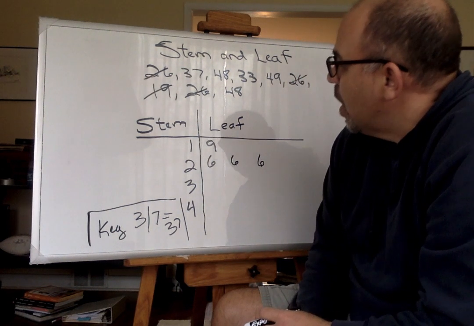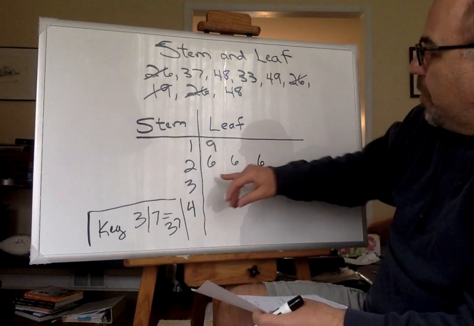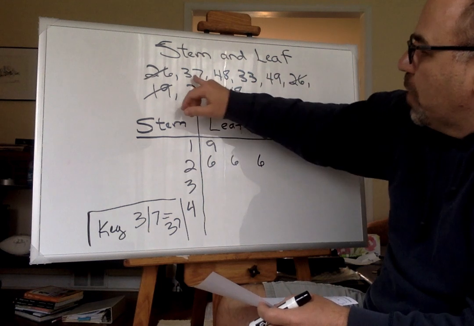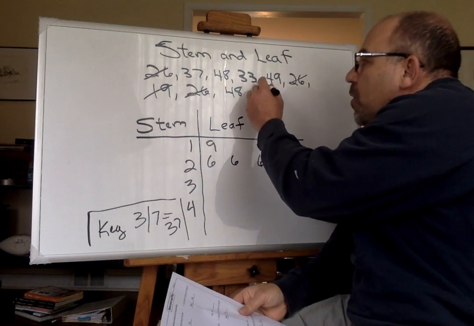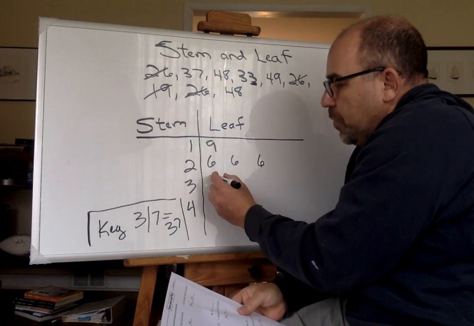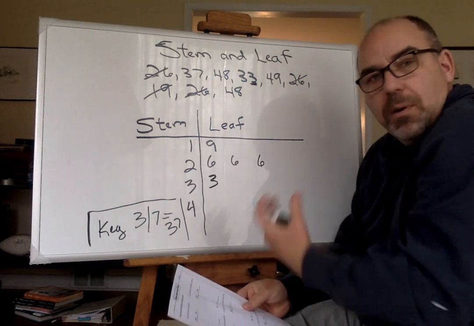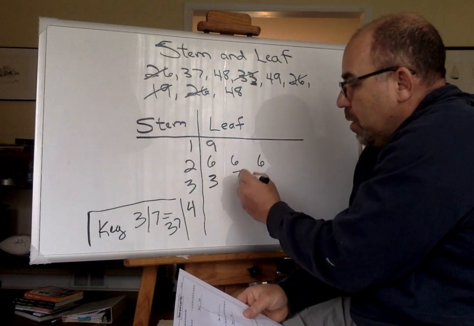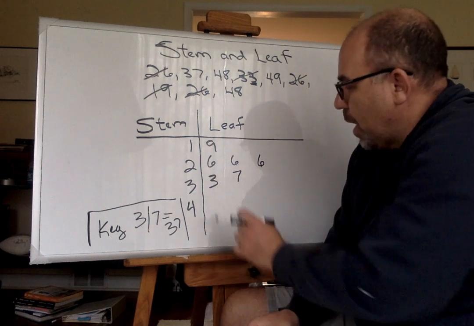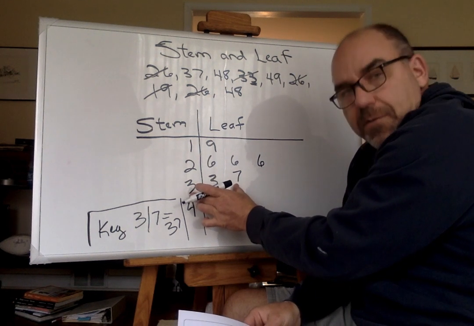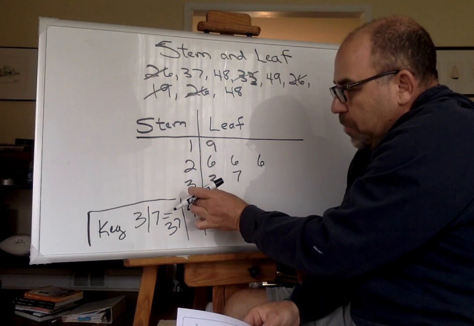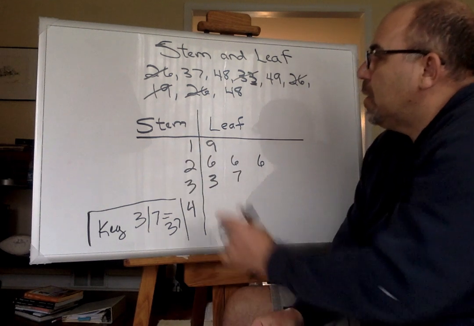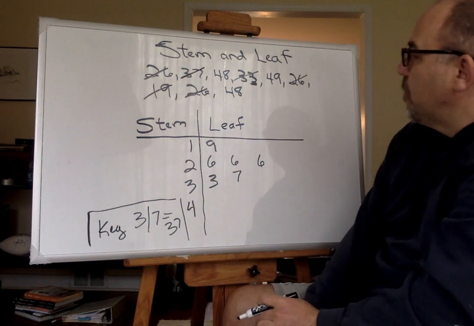Now I'm going to look at my 30s. How many 30s do I have? I have two 30s. One's 33 and one is 37. I'm going to write the 3 with 33 first, because again, I want to put them in order from least to greatest. And then I'll put 37. Again, this 3 and this 7 go together, this 3 and 3 go together, 26, 26, 26, 19. So I've taken care of my 30s.